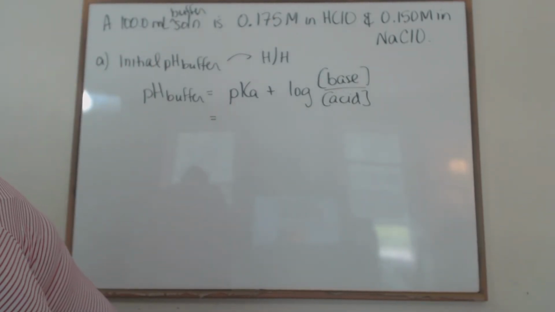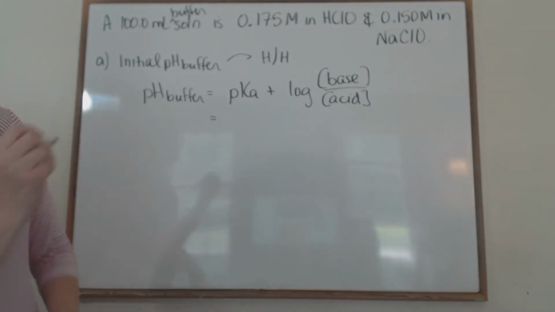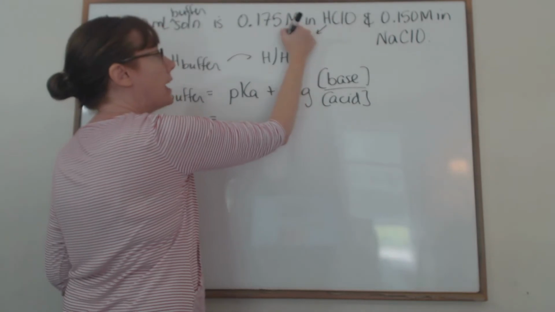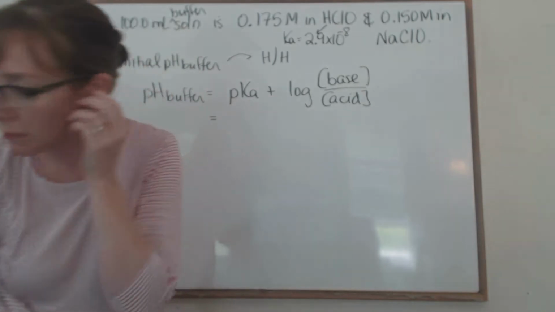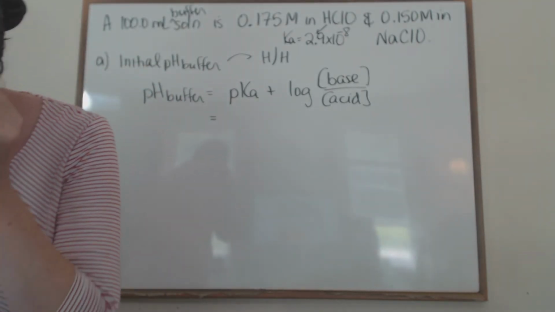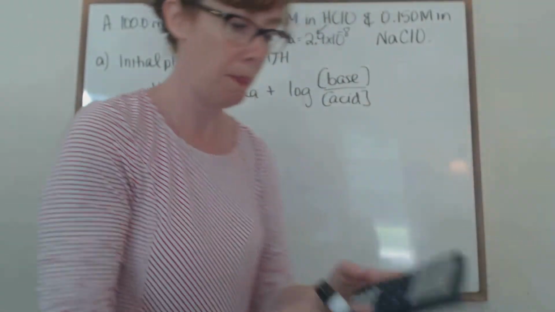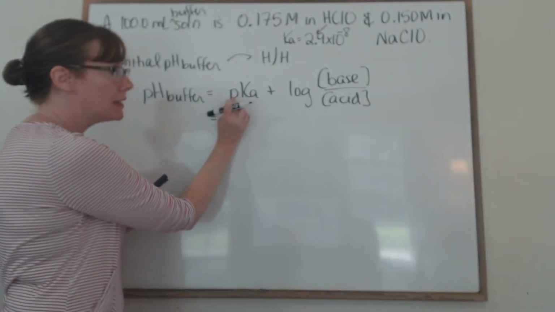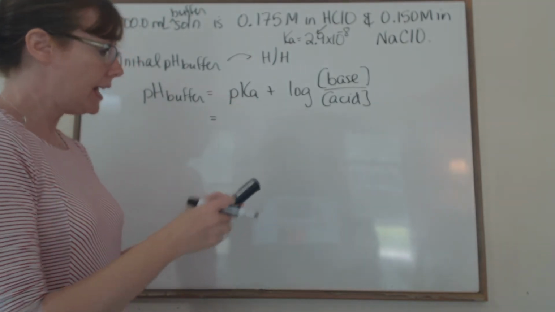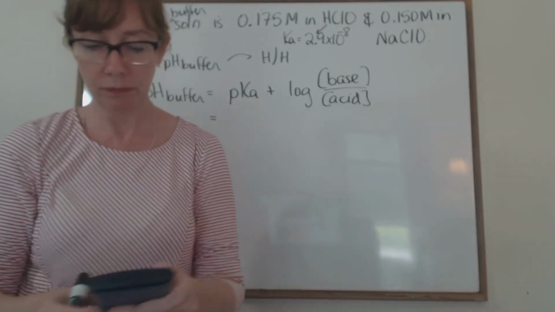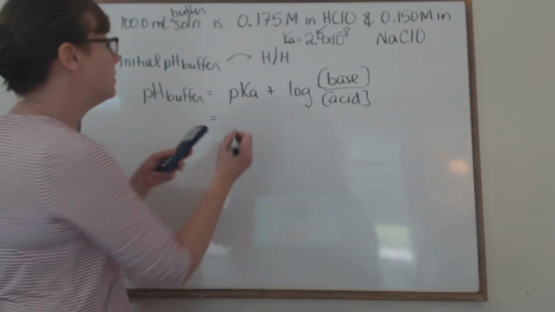So all I need to do is get the pKa of the acid. If I look up HClO on page 739, the Ka is 2.9 times 10 to the negative 8. That is the Ka of HClO. So pKa, which is what I need, is the negative log of the Ka. If I take the negative log of this number, I am getting 7.54.